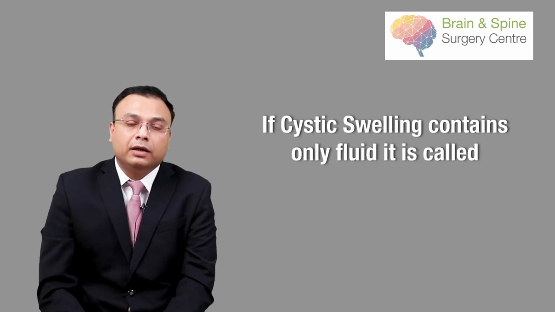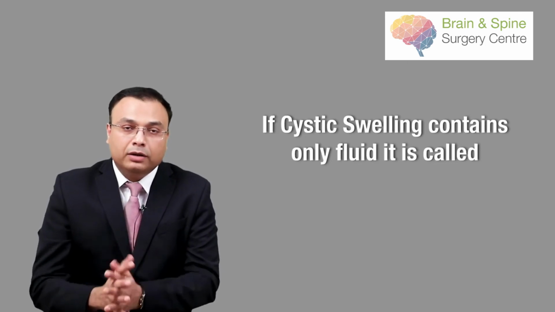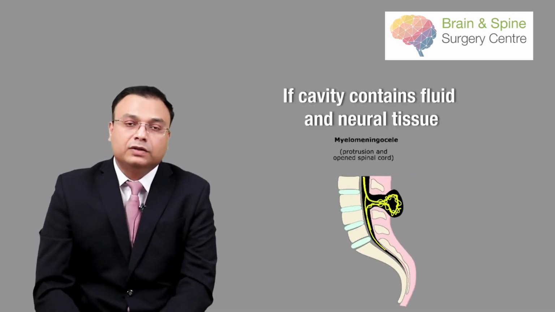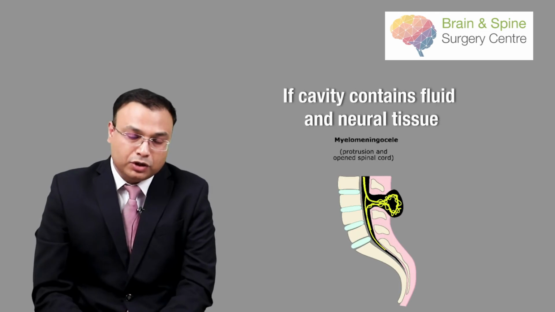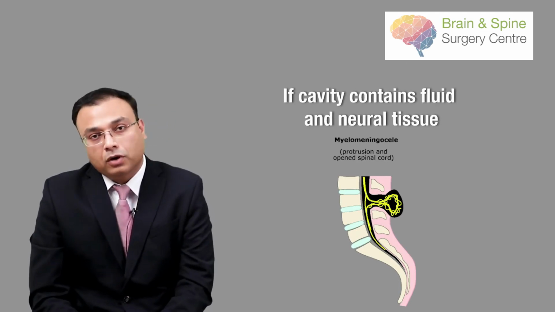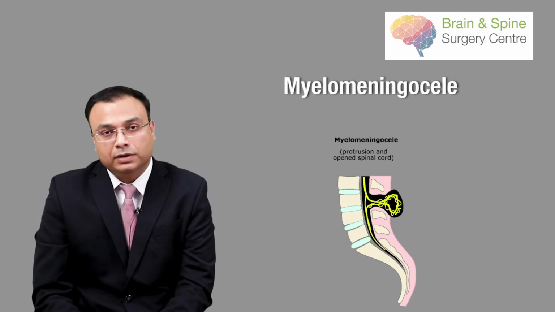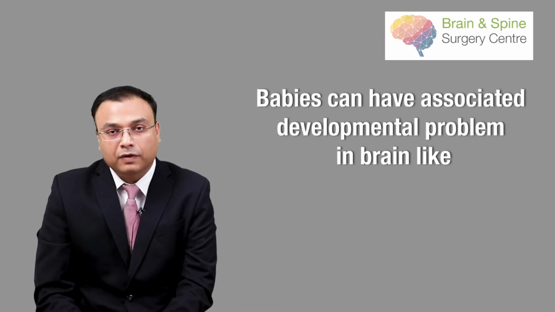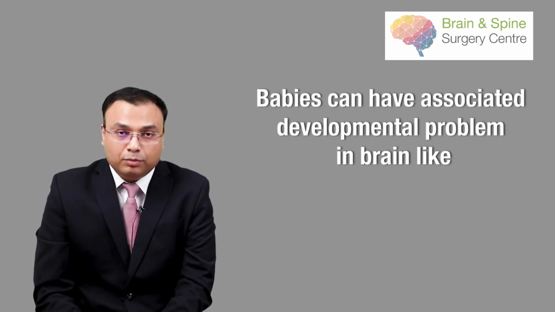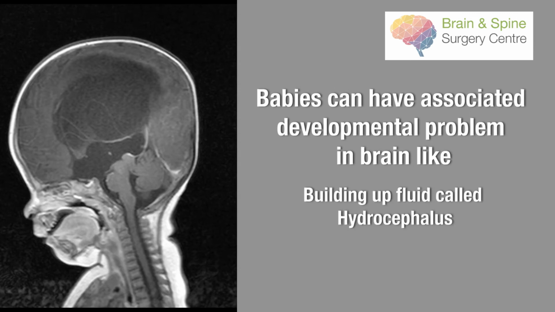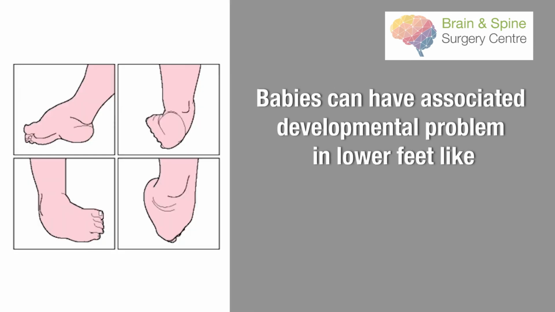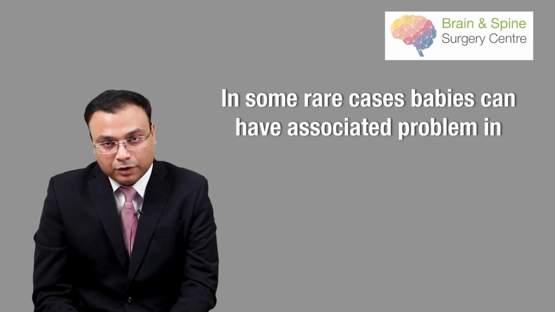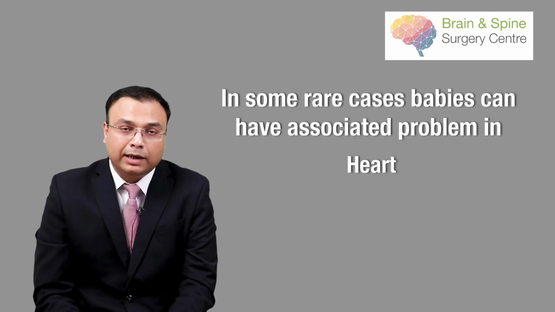So when this cystic swelling contains only the fluid or the CSF or the cerebrospinal fluid, then it is called a meningocele. When this cavity contains fluid and the neural tissues, which can include spinal cord or nerves, then it is called a meningomyelocele. Because it is a developmental defect, sometimes the babies can have associated developmental problems in the brain, like building up of the fluid, which is called hydrocephalus, and sometimes they can have problems in their lower feet, like clubfoot.